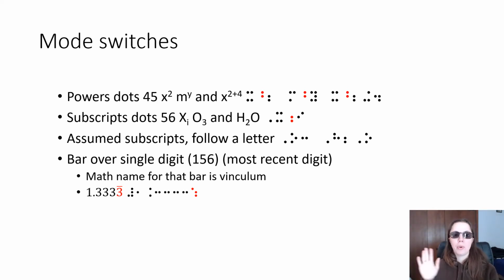There's another way that we'll learn in high school to make a vinculum go longer across multiple digits, but if it stands alone without the rest of that structure, just like assuming a subscript, we assume it means just the last one digit is repeated, or just that last one digit has the vinculum over it.